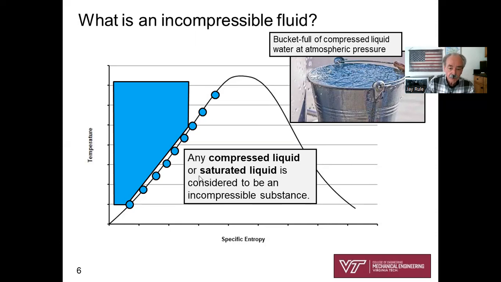So how about a bucket of water? Any liquid that is either a saturated liquid, falling on the vapor dome, or a compressed liquid to the left of the vapor dome is considered to be an incompressible substance. I'm trying to depict this on a vapor dome associated with the TS diagram.